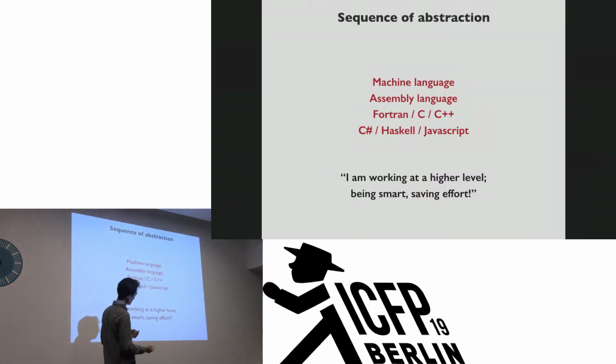And so programmers have gone through this sequence of abstractions over the years. Right? We used to program our computers using machine language, and then we wrote assembly, and then we moved on to high-level abstractions. Right? Fortran, C, C++, and then managed languages, C#, Haskell, JavaScript, that kind of thing. And yes, it does pain me to put these on the same line.